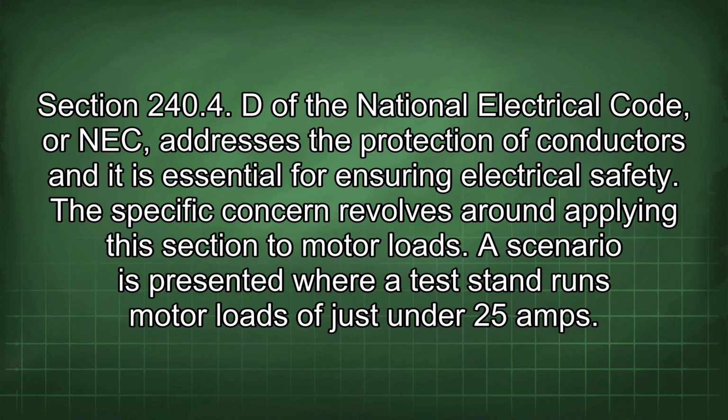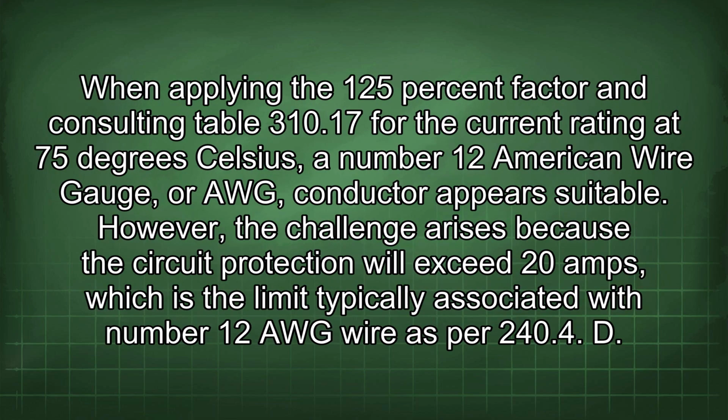Section 240.4(D) of the National Electrical Code, or NEC, addresses the protection of conductors, and it is essential for ensuring electrical safety. Specific concern revolves around applying this section to motor loads. A scenario is presented where a test stand runs motor loads of just under 25 amps. When applying the 125% factor and consulting Table 310.17 for the current rating at 75 degrees Celsius, a number 12 American wire gauge, or AWG, conductor appears suitable.